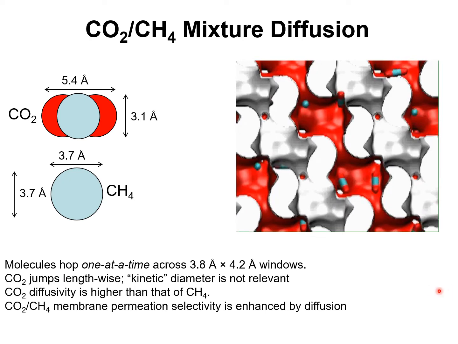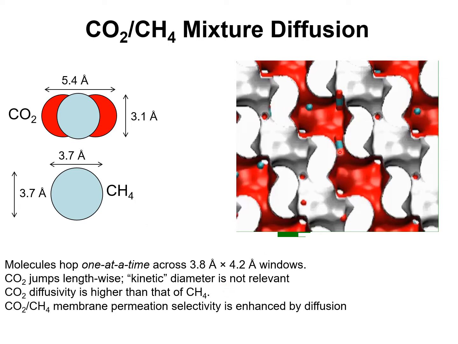The situation with regard to CO2 and methane is somewhat different. CO2 is a long pencil-like molecule and diffuses lengthwise across the window from one cage to the adjacent cage. The lengthwise diffusion is understandable because the cross-sectional dimension is just 3.1 angstrom, whereas the diameter of a methane molecule is 3.7. So CO2 diffuses much more quickly than methane.